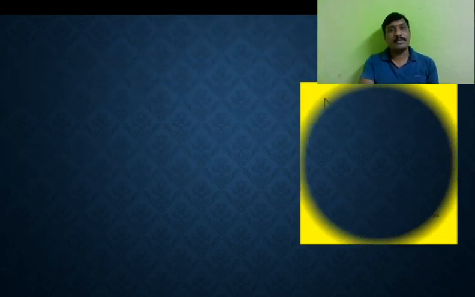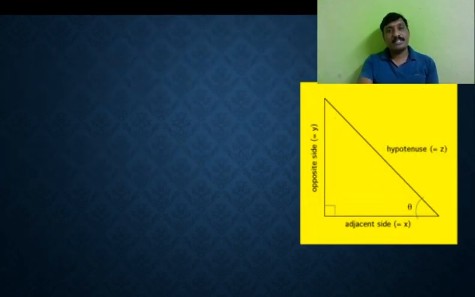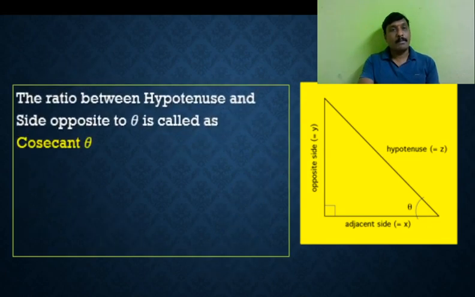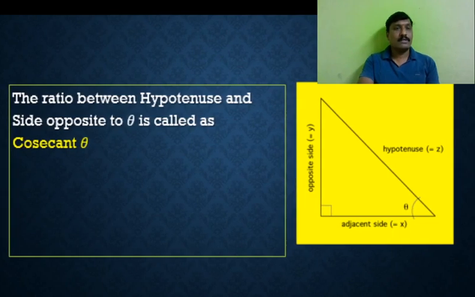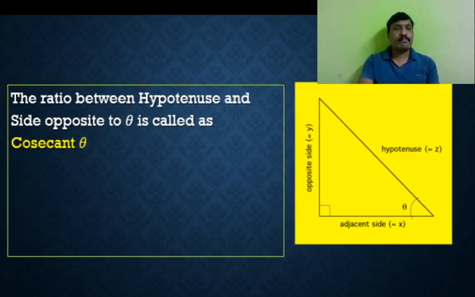Coming to the last ratio, that is the sixth ratio. The first ratio we studied was opposite by hypotenuse. Now I am going to tell you hypotenuse by side opposite to theta. The ratio between hypotenuse and side opposite to theta is called the cosecant theta. In short form, we call it the cosec theta. What do we call it? Cosec theta.